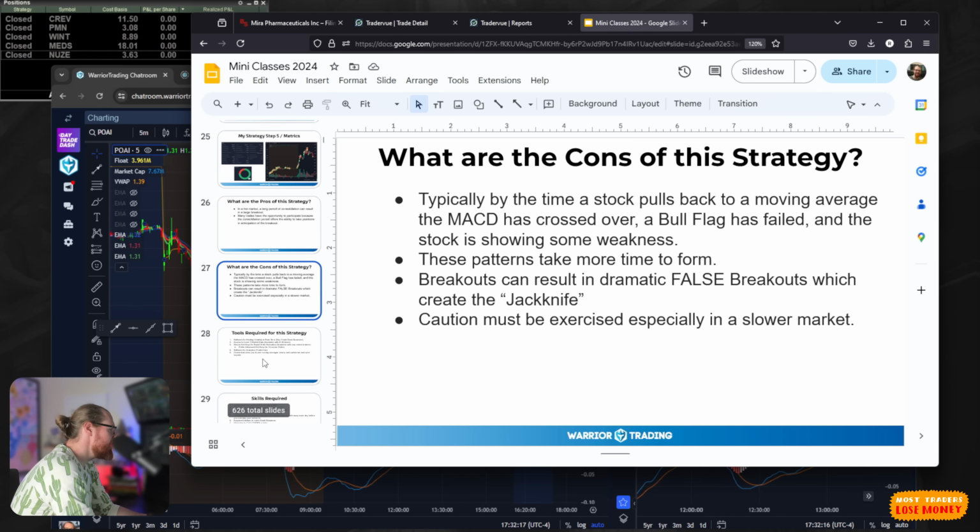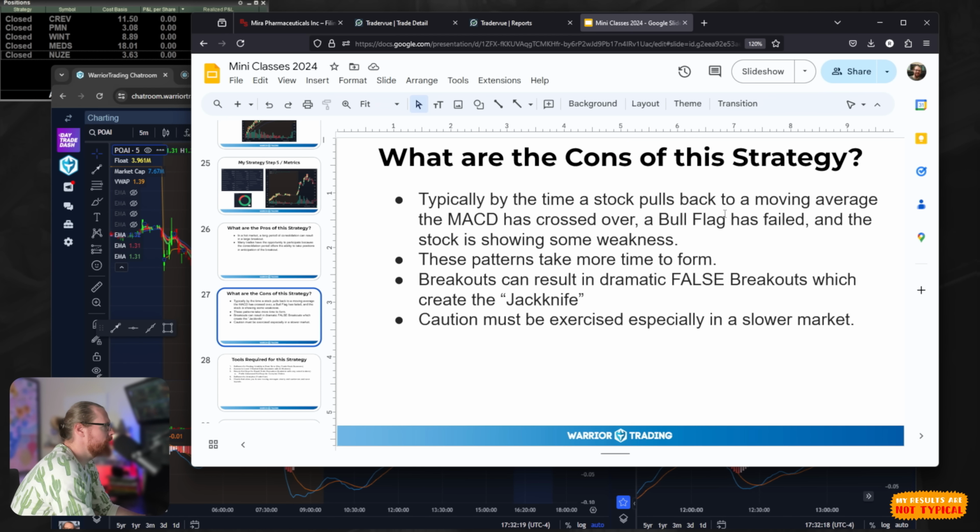So let's see. Now the other cons of this strategy: it does take a little more time for the pattern to form. And breakouts can result in dramatic false breakouts that create the jackknife. So I'm sure some of you have seen these really nasty jackknives. I'm just looking to see if I have a good example of a jackknife here. I do have one here. Let's see how good this was.